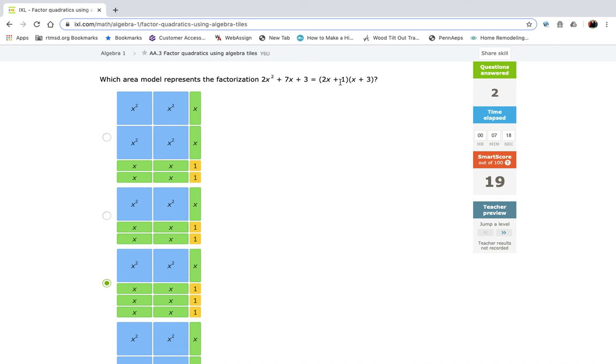Again, let's look to see how the right-hand side corresponds to that. So this says 2x plus 1, so I should have 2 green blocks and then 1 yellow block, and it does. And then this says I should have 1 green block followed by 3 yellow blocks for my width, 1 green block followed by 3 yellow blocks.